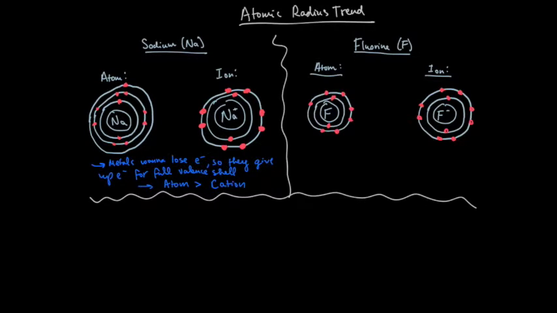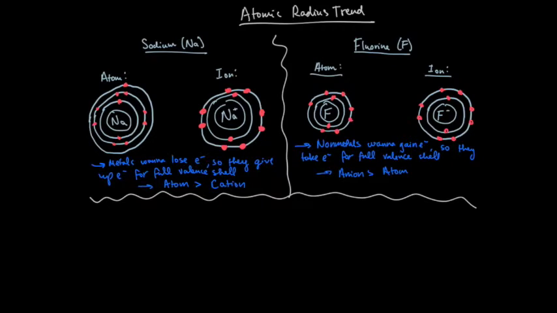And then from there we can get an idea of how the atomic radius trend falls on the periodic table. So as you go down a group, you're adding more and more energy level shells, and the more shells you have, the bigger that radius gets, so it increases going down the group.